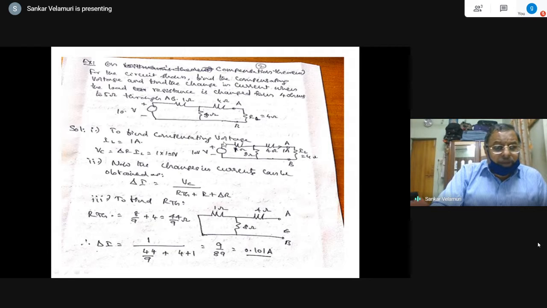So to find the compensating voltage, how do you find it? I into delta R. Now what is I? IL is 1 ampere. Same circuit. That is why, for ease of explanation, I have taken the same example for this method.